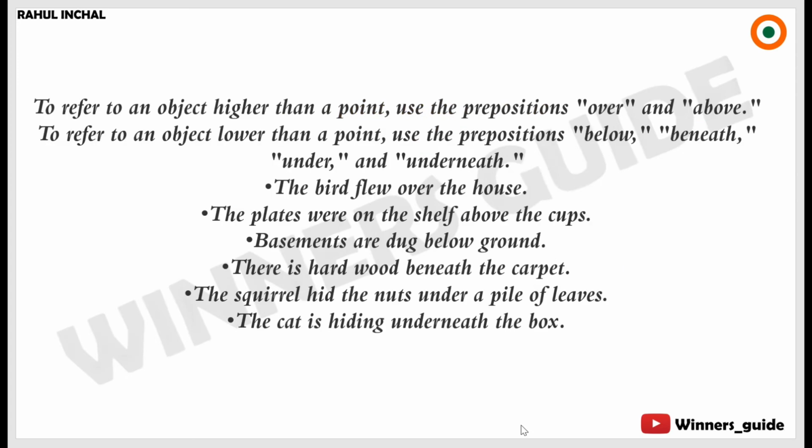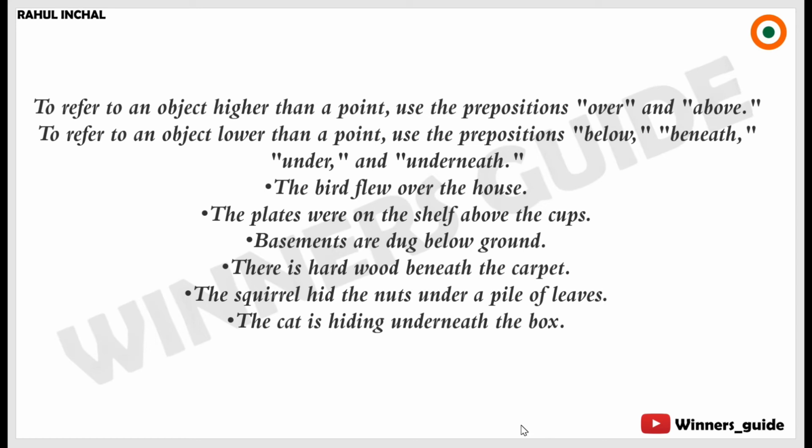Okay, moving on. To refer to an object higher than a point, use the prepositions over and above. To refer to an object lower than a point, use the prepositions below, beneath, under, and underneath. For example, the bird flew over the house. The plates were on the shelf above the cups. Basements are dug below ground. There is hardwood beneath the carpet. The squirrel hid the nuts under a pile of leaves. The cat is hiding underneath the box.